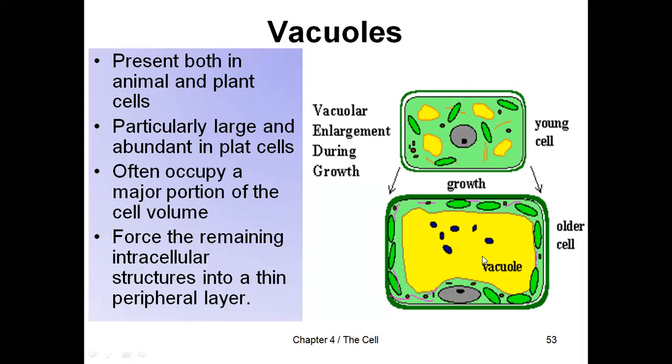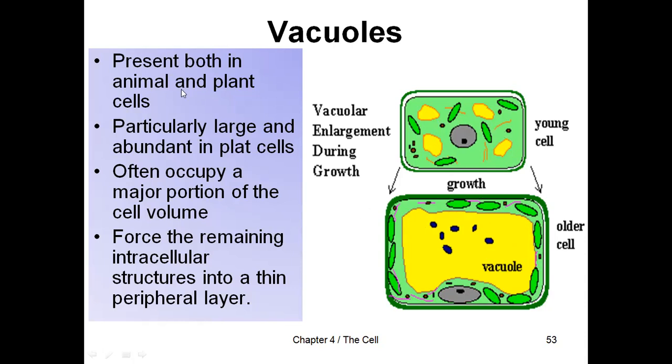In the plant cell, we have one large central vacuole, and the cell organelles are all pushed to the peripheries. The peripheries means to the sides. And in the center, we have a very large vacuole present. This is the vacuole.